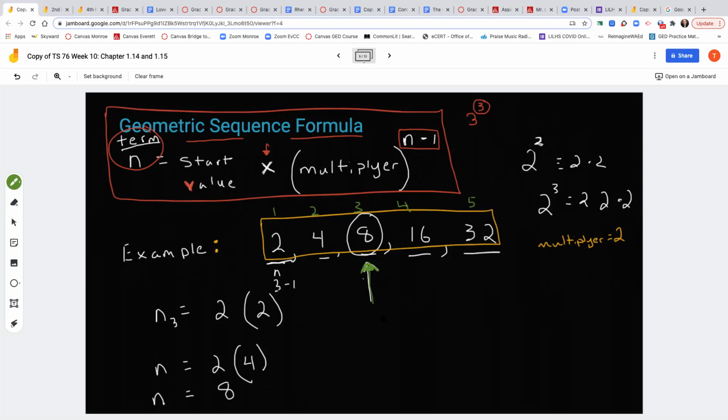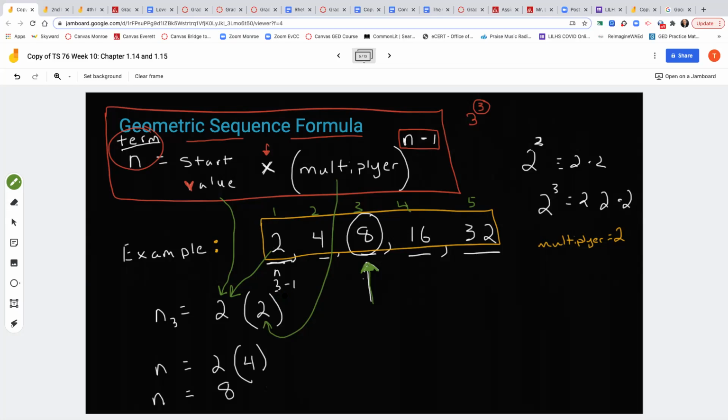Let's put it in our formula. Starting value, there it is. My first number is 2, times, what was my multiplier? It's 2, to the, this is the exponent. It said the n you're looking for, this n right here, minus 1. My n was 3. We're looking for the third term.